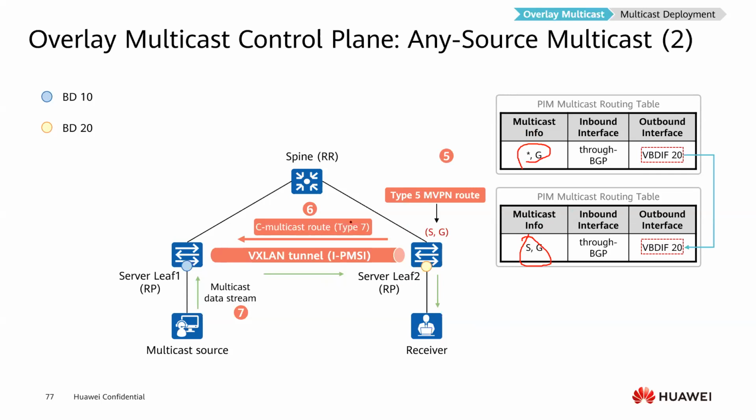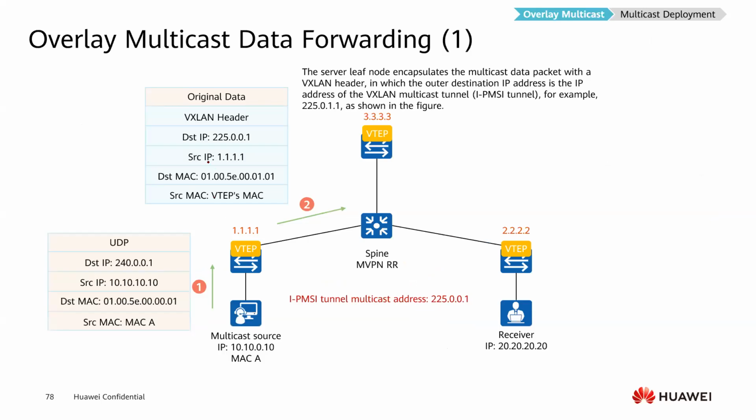It is a type 7 router to the leaf, the server leaves, and the server leaves will know where the downstream is, and that is the process. And then we can look at the overlay unicast data forwarding process.